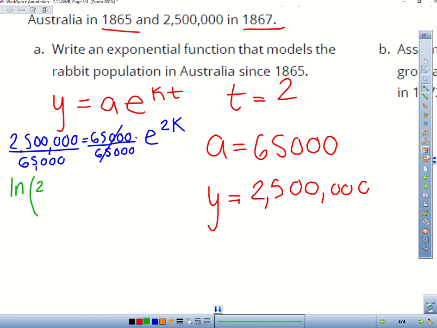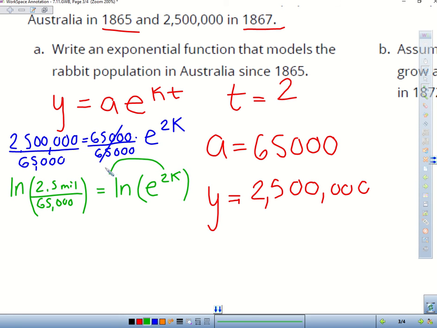I'm going to write 2.5 million just to save time. And you're going to see what always happens here. Same thing. The exponent comes out front. What's going to happen with the ln of e? It's going to go away because it's just 1. So once you get the hang of it, you can just say this. Okay, because the ln of e goes away, I don't need to write it.